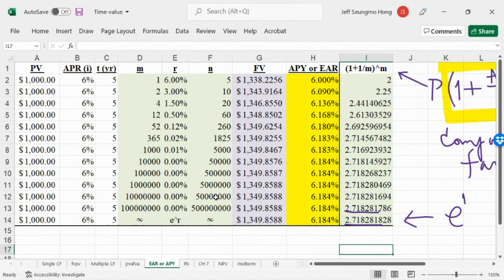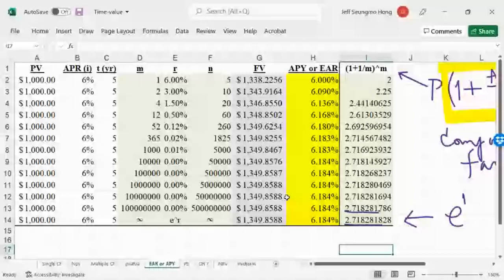You will see this often when you buy a CD. When they say the CD interest rate is 1.5%, next to that, in fine print, it says APY 1.7 something, 1.6 something. And what is that? That is the effective interest rate, the effective annual rate.